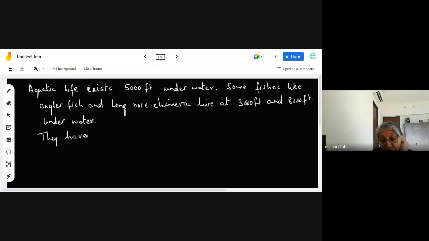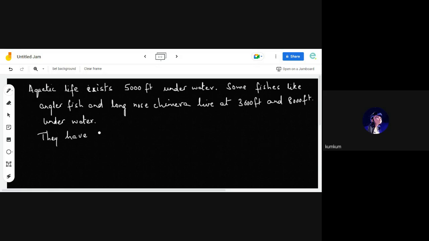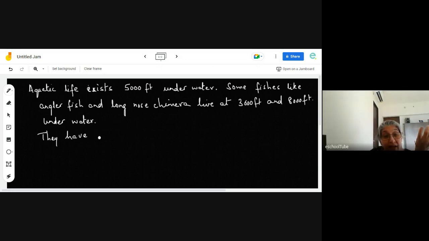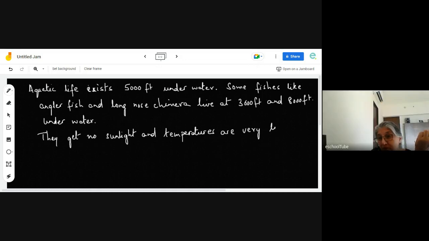So they have to face, what are the hardships they have to face? Sonia will tell me. What are the hardships that these fish have to face? One thing is they do not get what? Light. They get no sunlight and what else? And temperatures are? Very low. So ठंड भी इतनी होती है. Poor things. And no sunlight.